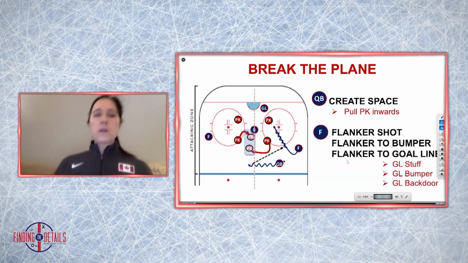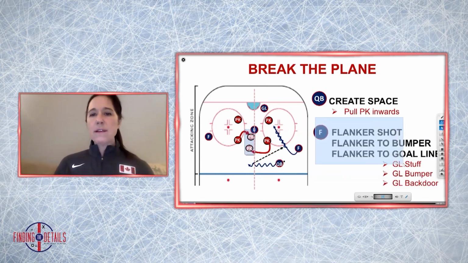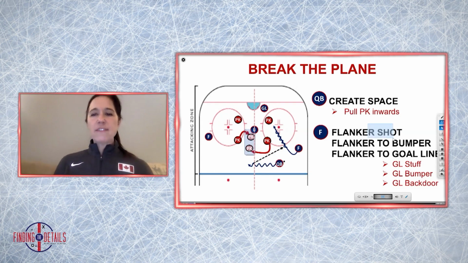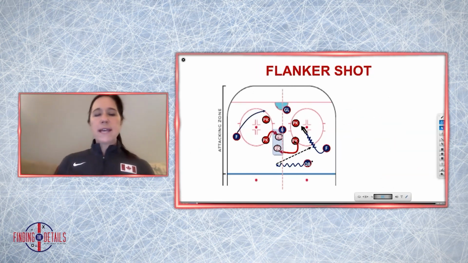So what I'm going to do is look at some video here that's going to highlight all these different options. We're going to start with looking at shots that are coming from our flanker. The very first one that we want to take a look at is when we break the plane, we're able to move the puck past that mid seam.